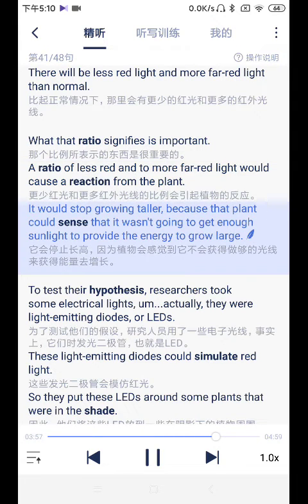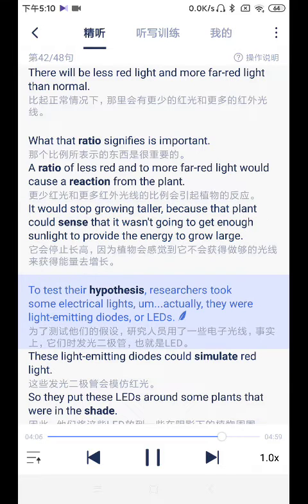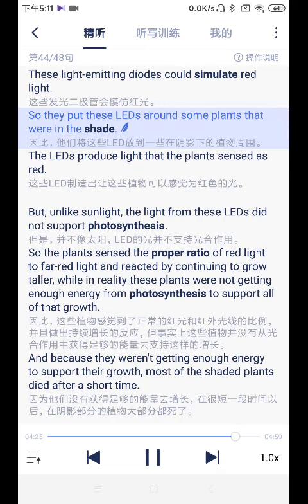It would stop growing taller, because that plant could sense it wasn't going to get enough sunlight to provide the energy to grow large. To test their hypothesis, researchers took some electrical lights. Actually, they were light-emitting diodes, or LEDs. These light-emitting diodes could simulate red light. So they put these LEDs around some plants that were in the shade.